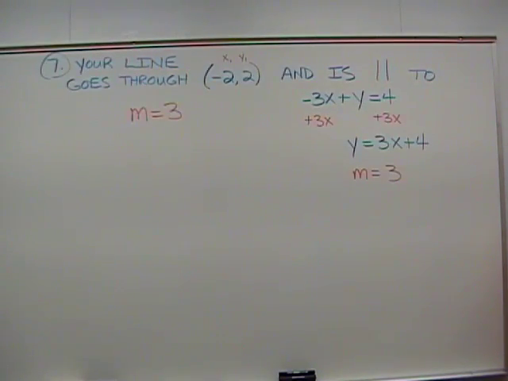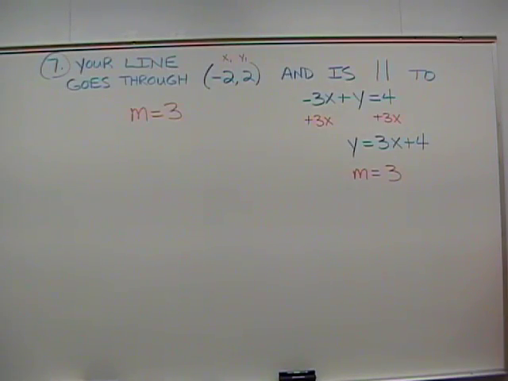As you can see, I added 3x to both sides to get y by itself, which is what I need to do when I want to get an equation in slope-intercept form. And you can see that now the book's line is y equals 3x plus 4. So we can see that the slope of the book's line is 3. That means our slope is also 3 because our line is parallel and therefore has the same slope.